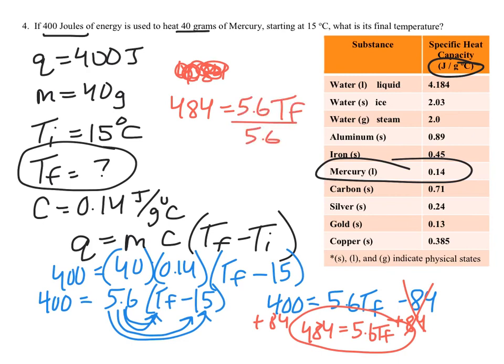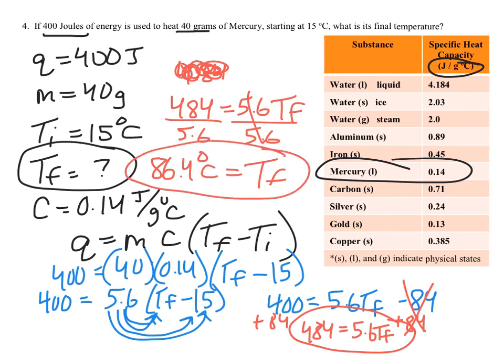Since it's multiplying, we're going to divide by 5.6 to get rid of it. That's going to be 484 divided by 5.6. Hopefully this will look like a number that seems realistic for temperature, and it is. It's about 86.4 degrees Celsius.